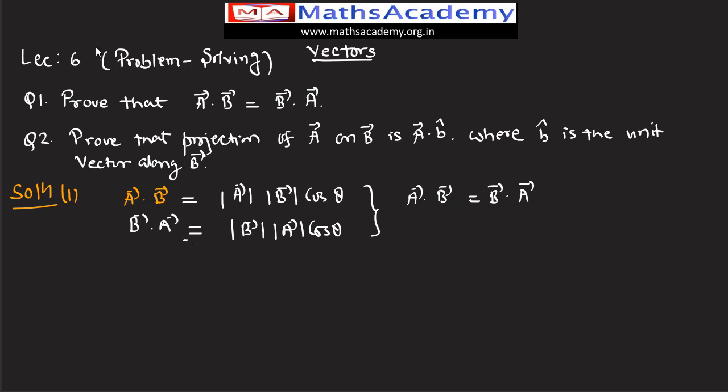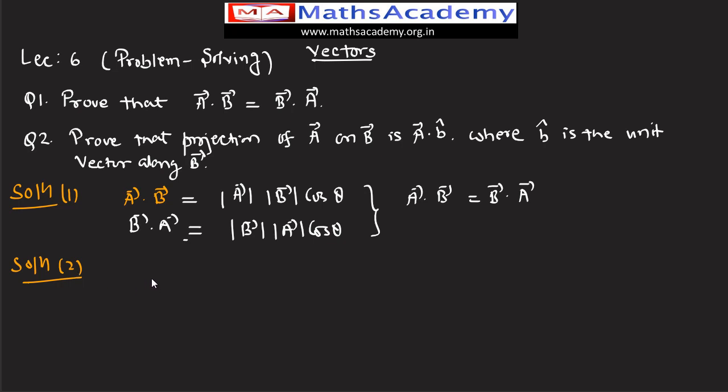Now coming to the second question. Prove that the projection of the vector A on the vector B is A vector dot B cap, where B cap is the unit vector along the vector B.